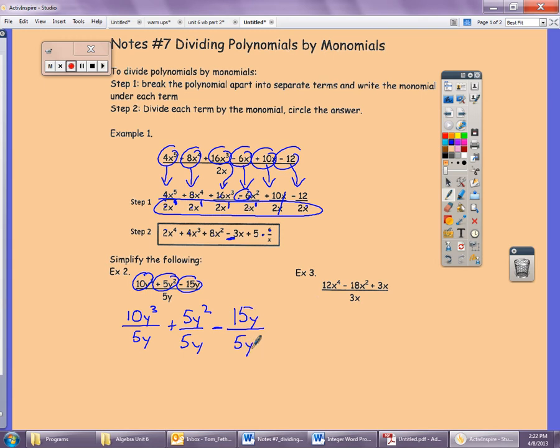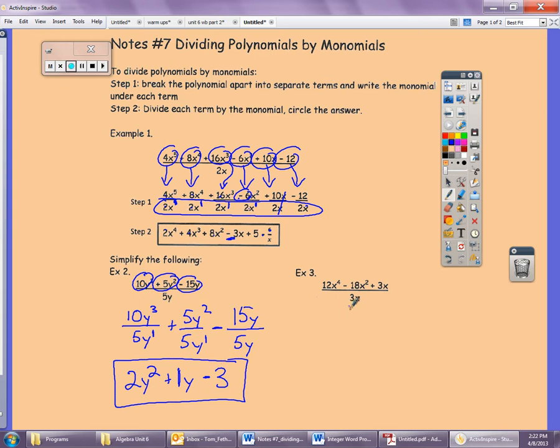And we simply divide. Well, 10 divided by 5 is 2. And then 3 minus 1, y squared. 5 divided by 5 is 1. And then 2 minus 1, 1y. Minus 15 divided by 5 is 3. And your y's cancel off. So there is our solution.